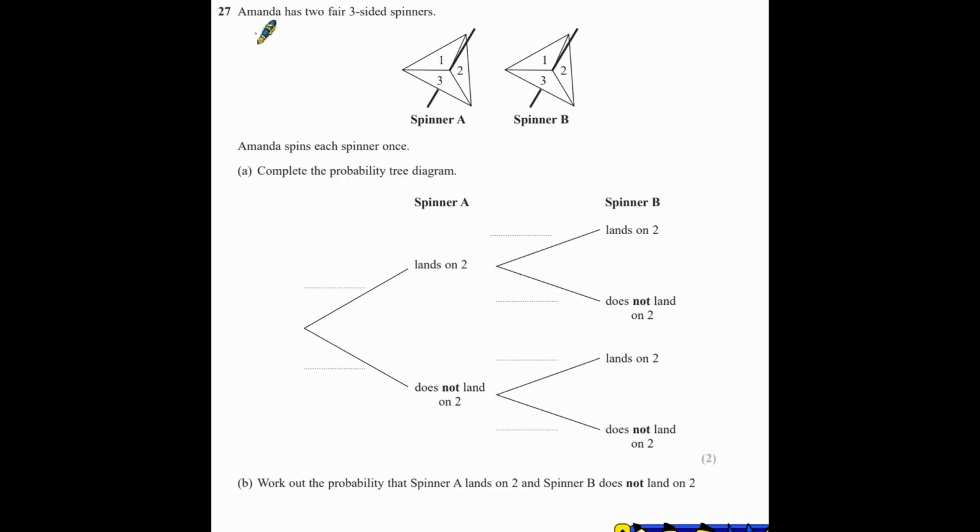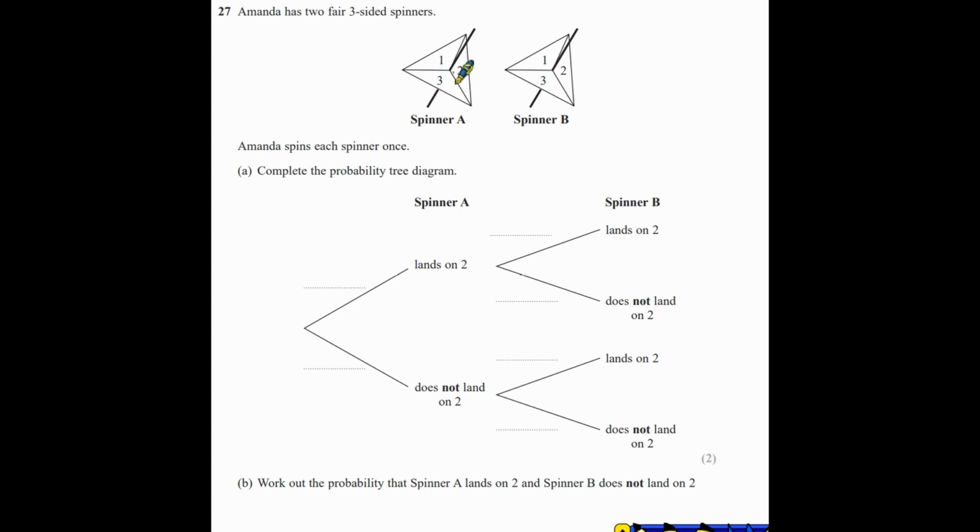Question 27. Amanda has 2 fair 3-sided spinners, spinner A, spinner B. She spins each spinner once and we have to complete the probability tree diagram. So the first part is spinner A. We are looking for the top root here as the probability that it's going to land on 2.